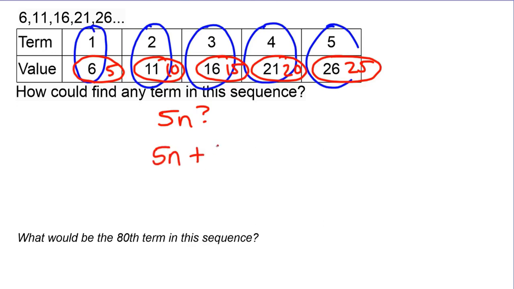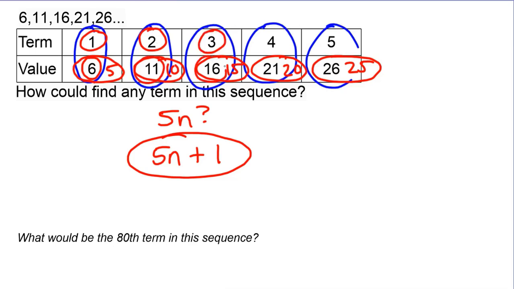5n plus 1. 5n plus 1 would be the algebraic expression that would predict the value of any term in this sequence, because 5 times 1 is 5, plus 1 is 6. 5 times 2 is 10, plus 1 is 11. 5 times 3 is 15, plus 1 is 16. 5 times 4 is 20, plus 1 is 21. 5 times 5 is 25, plus 1 is 26. That predictably finds the value of any term in this sequence.